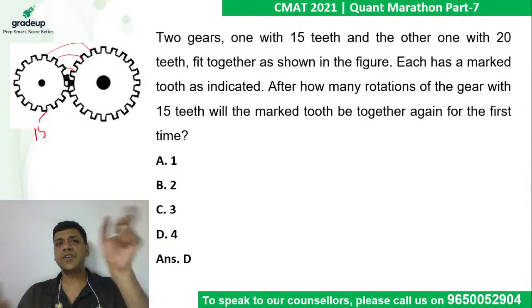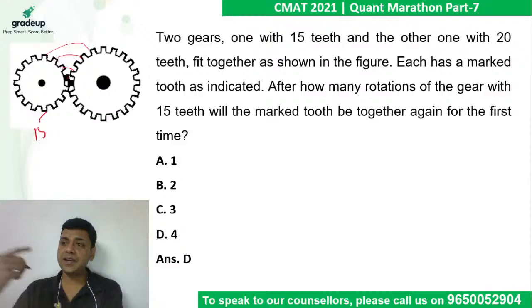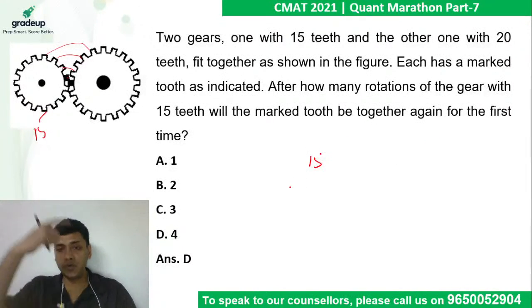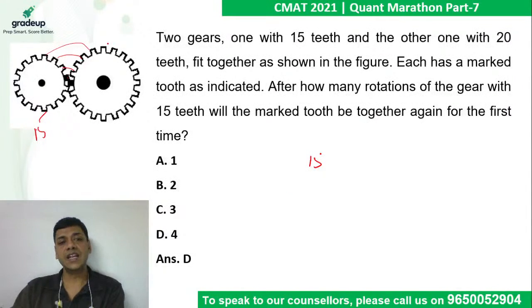Can I say with 15 teeth, the smaller gear will complete one full round. After moving 15 teeth, this gear will come to the same position once again. It will come to the same position again after 30. After 3 rotations, it will move 45 teeth. After 4 rotations, it will move 60 teeth.